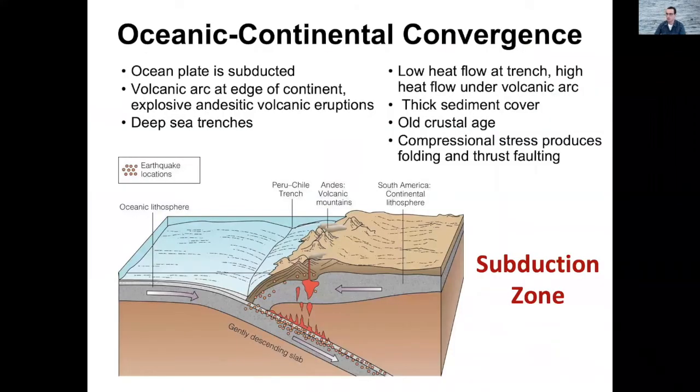One last point about ocean-continental convergence is that you get a lot of compressional stress, and that produces folding and thrust faulting. So that's what generates the earthquakes, both the shallower ones right at the boundary and the deeper ones that I pointed out last time that are occurring where these volcanoes are being formed.